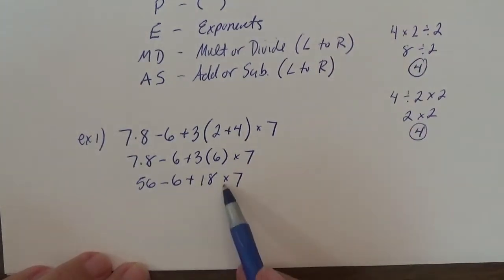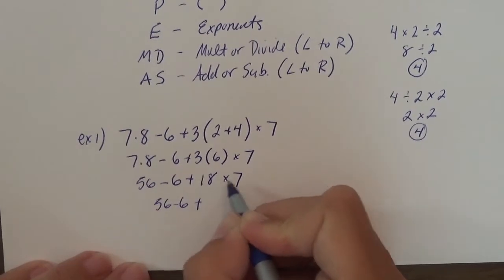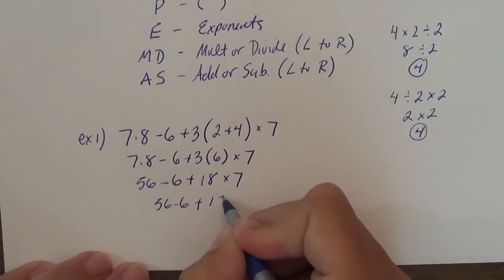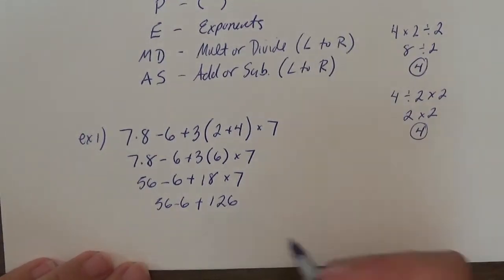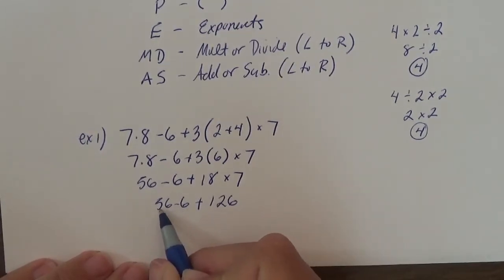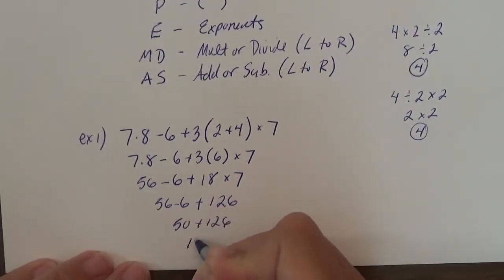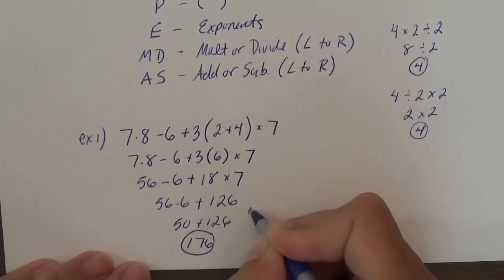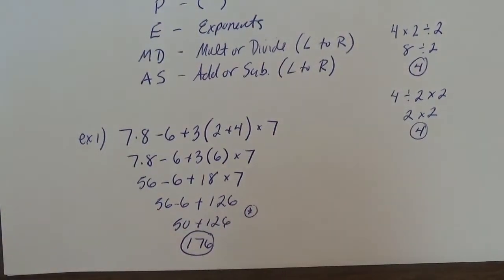Now be careful, we have to do this multiplication next. So 56 minus 6, 18 times 7, 126. And then adding and subtracting are the same level, but I see subtracting first, so we'll do this first. 56 minus 6 is 50, and I'm getting 176. That's actually a crucial step right there. If you did the 6 plus 126, that gets you messed up there.